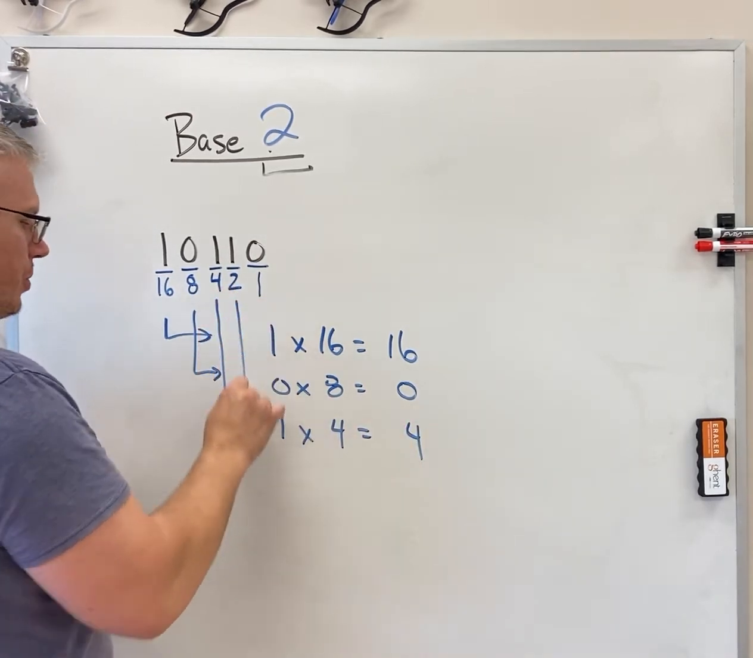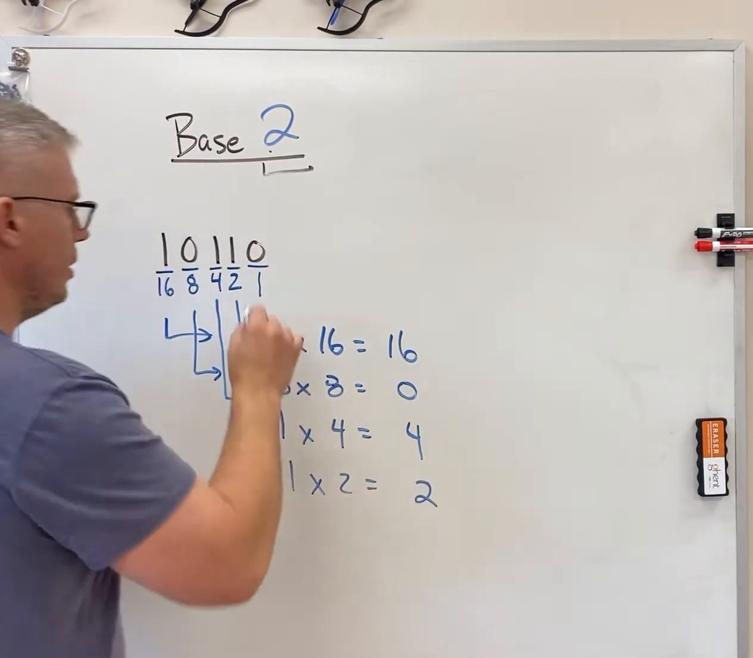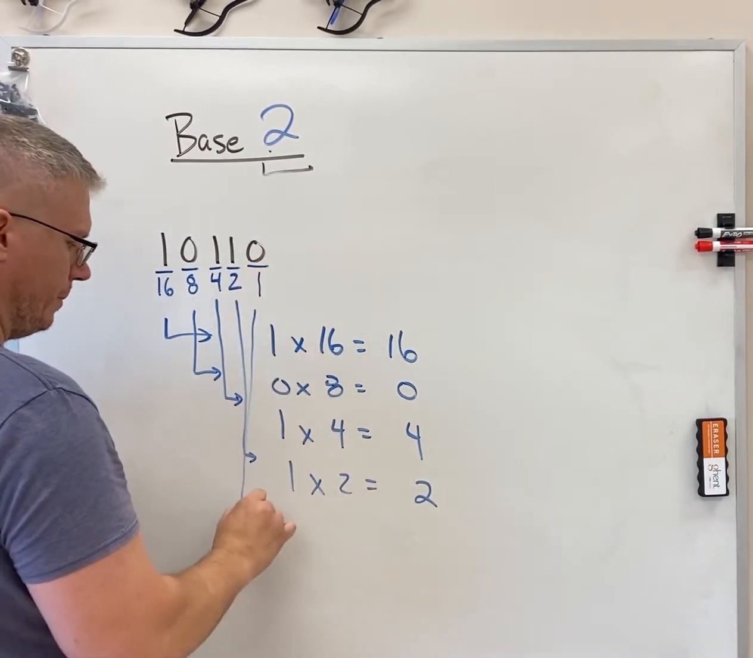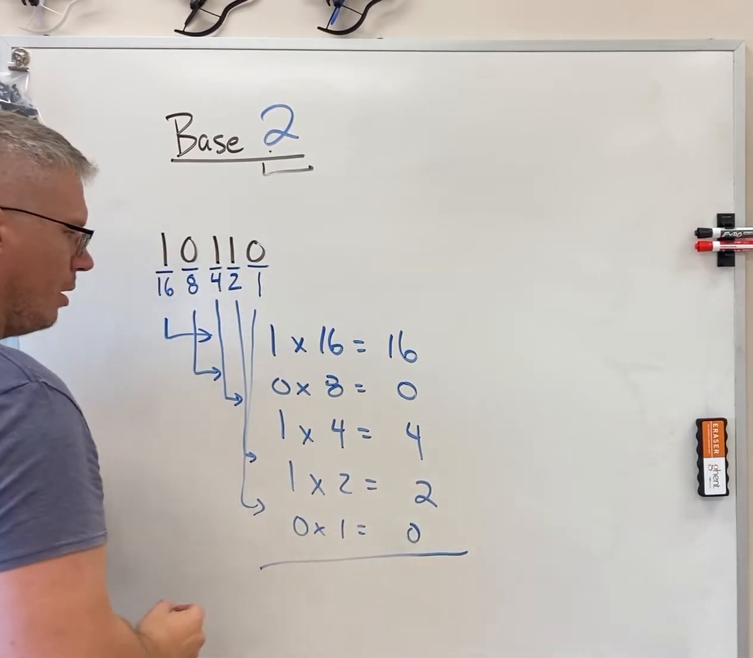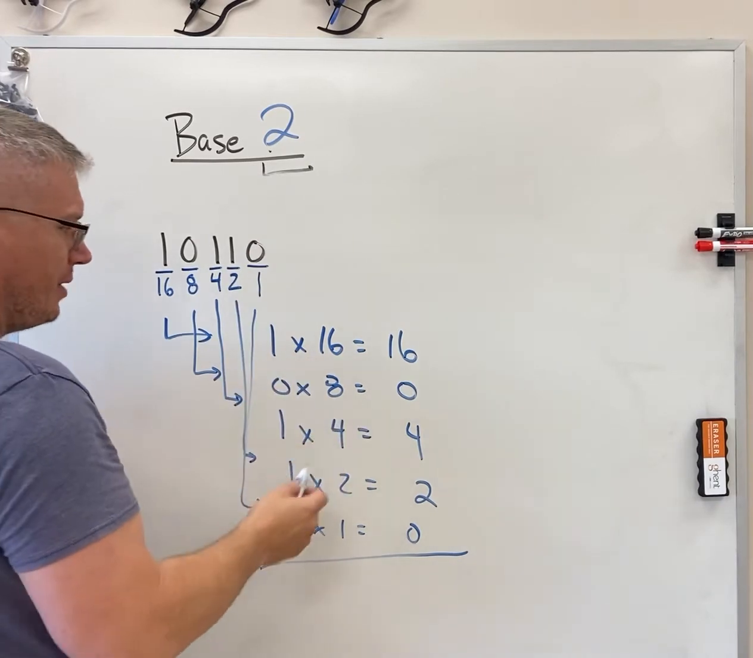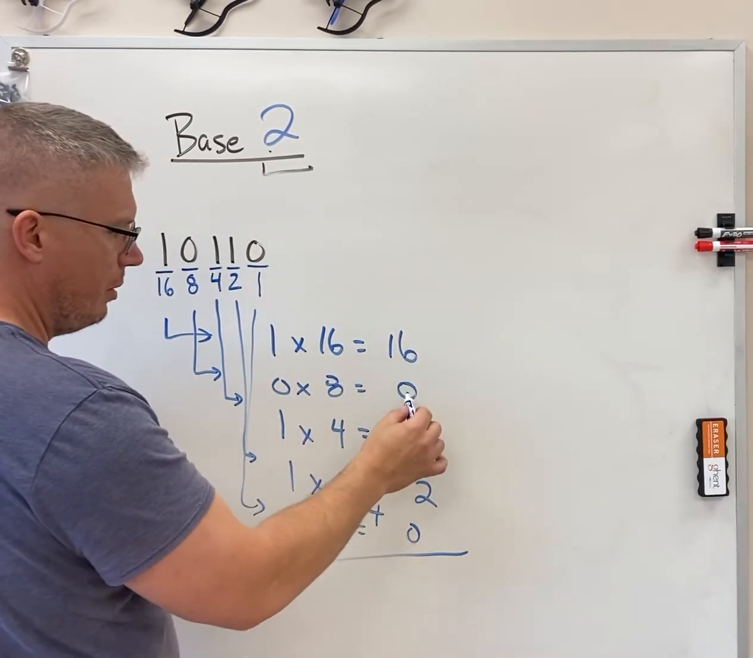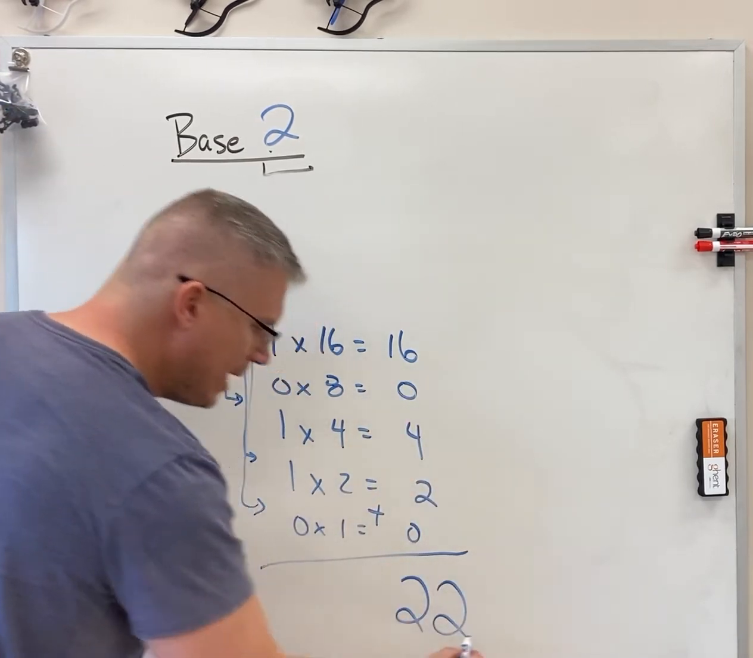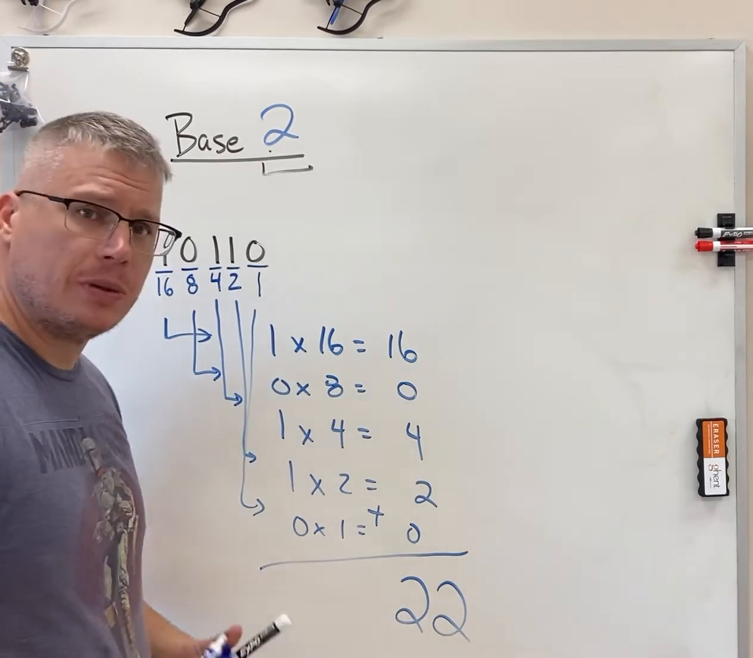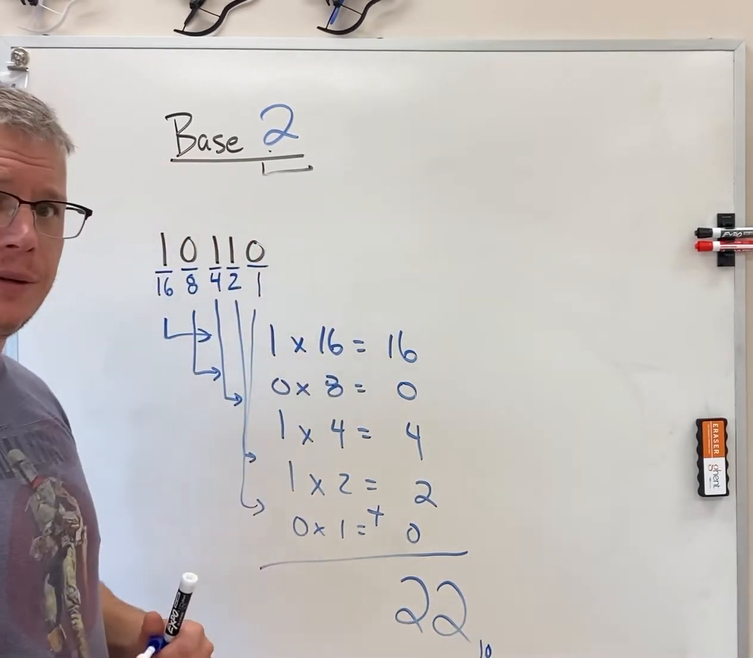Do I have any 2's? I do. 1 times 2 is 2. Do I have any 1's? I don't. 0 times 1 is 0. So take the digit times the place value, multiply them all out, add them up. 16 plus 0 plus 4 is 20, plus 2 is 22. So this now gives me the value of 22. And that's in base 10. So 22 in base 10.